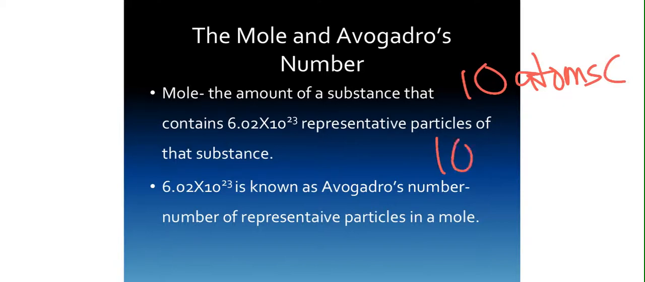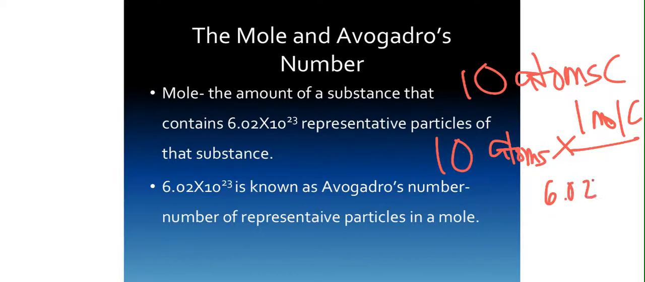So I would take the 10 atoms. I'm writing it again down here so I have room. I would multiply that by 1 mole of carbon because that's what I want to end with. Then I divide that by Avogadro's number, which is 6.02 times 10 to the 23rd. And that's the conversion factor. That's why Avogadro's number is super important, because it's a conversion factor that helps you go from numbers of atoms to moles.